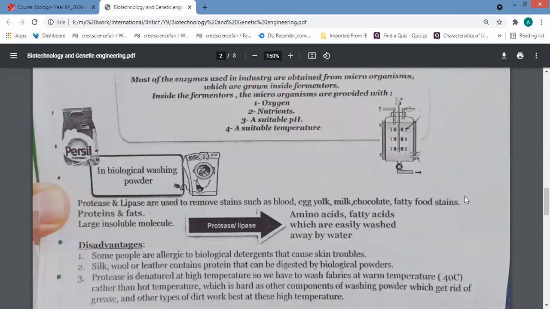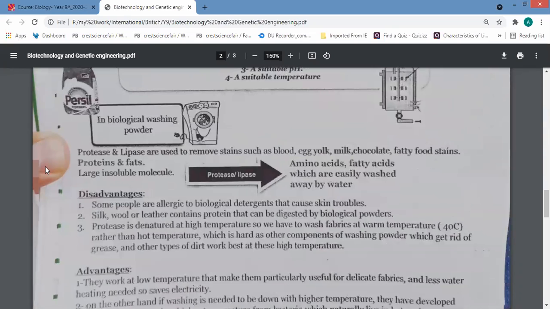First point, what is the importance of enzymes in making washing powder? We know some examples: protease and lipase. Protease breaks down proteins, and lipase breaks down lipids.